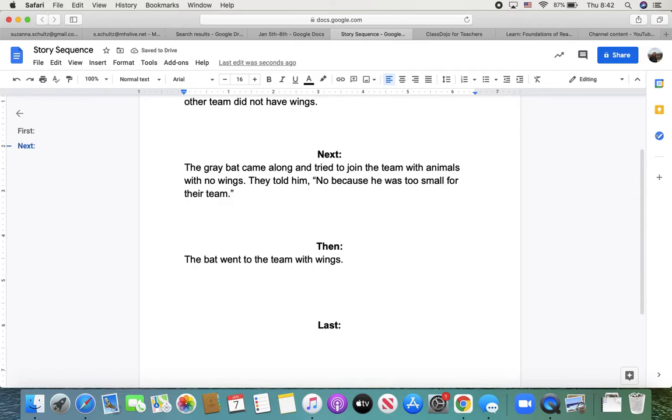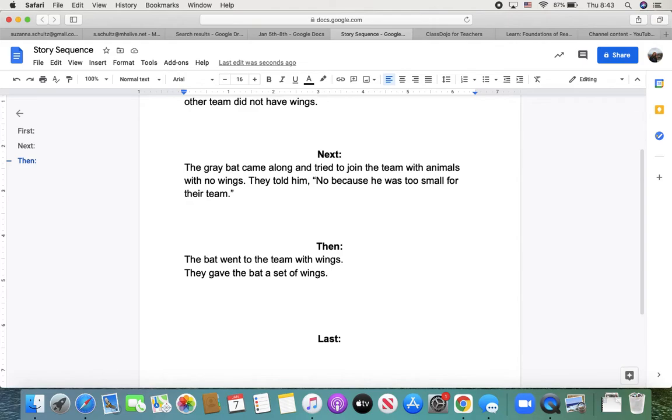And then what happened when he did? They gave him a set of wings. They gave the bat a set of wings. So they said, "Yeah, you come join our team," and they gave the bat his wings. So they were about the same size as each other, so they were welcoming him in.